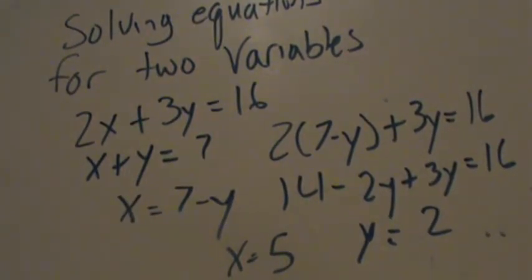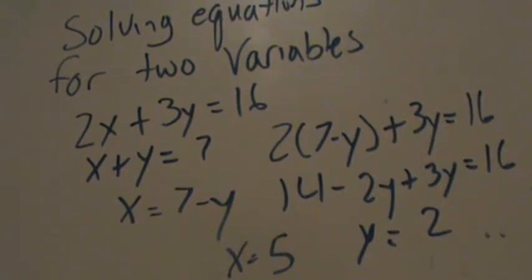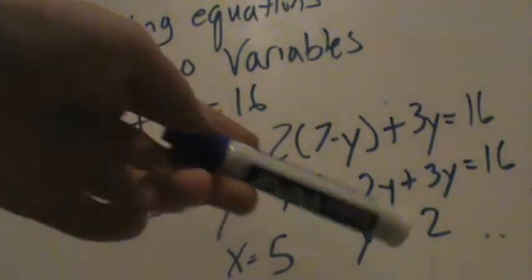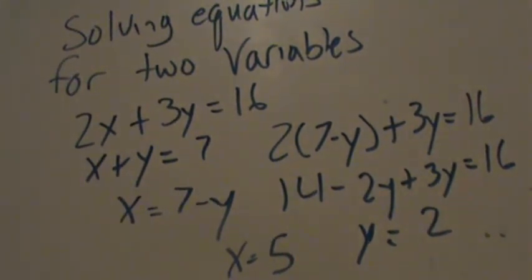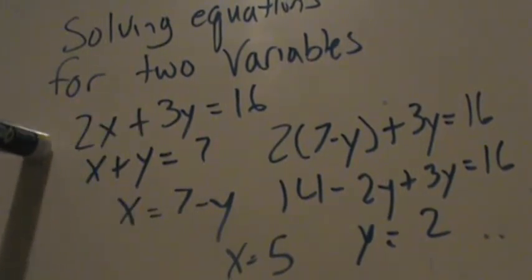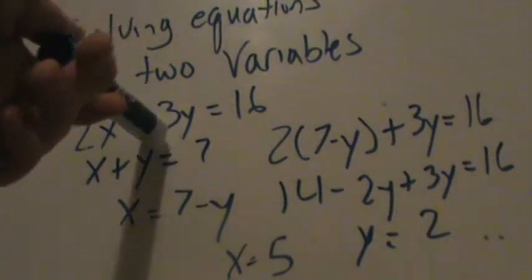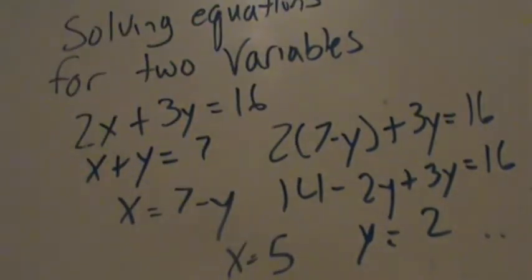So how can we prove that this works for both statements? This is what you have to do when solving equations for two variables: both equations have to be met for it to be true. Well, does x plus y equal 7? x equals 5 and y equals 2, and 5 plus 2 is 7, so that equation is met. Then let's plug back up here. 2 times 5 is 10, plus 3 times 2, which is 6. 10 plus 6, does that equal 16? Well, that equation is met as well.